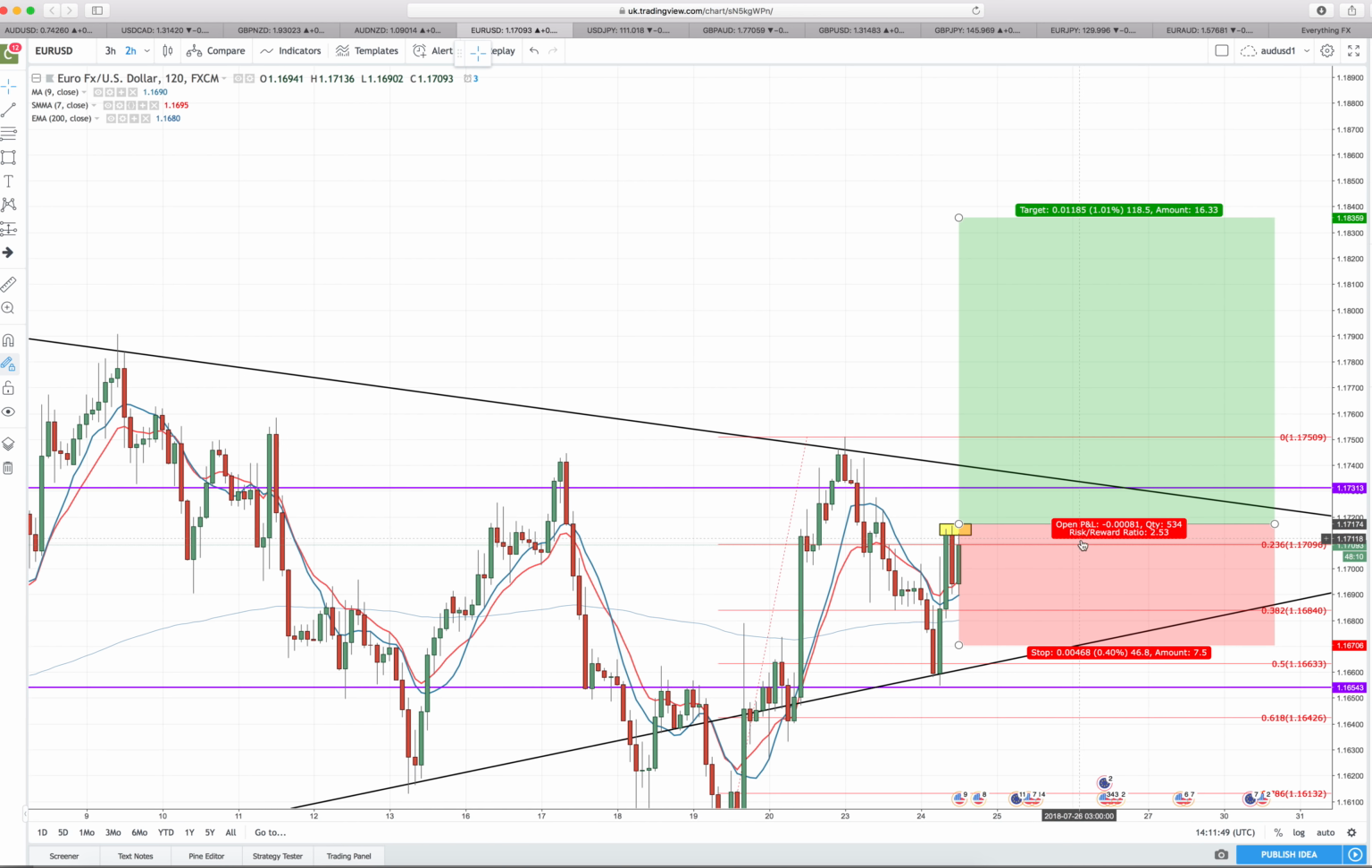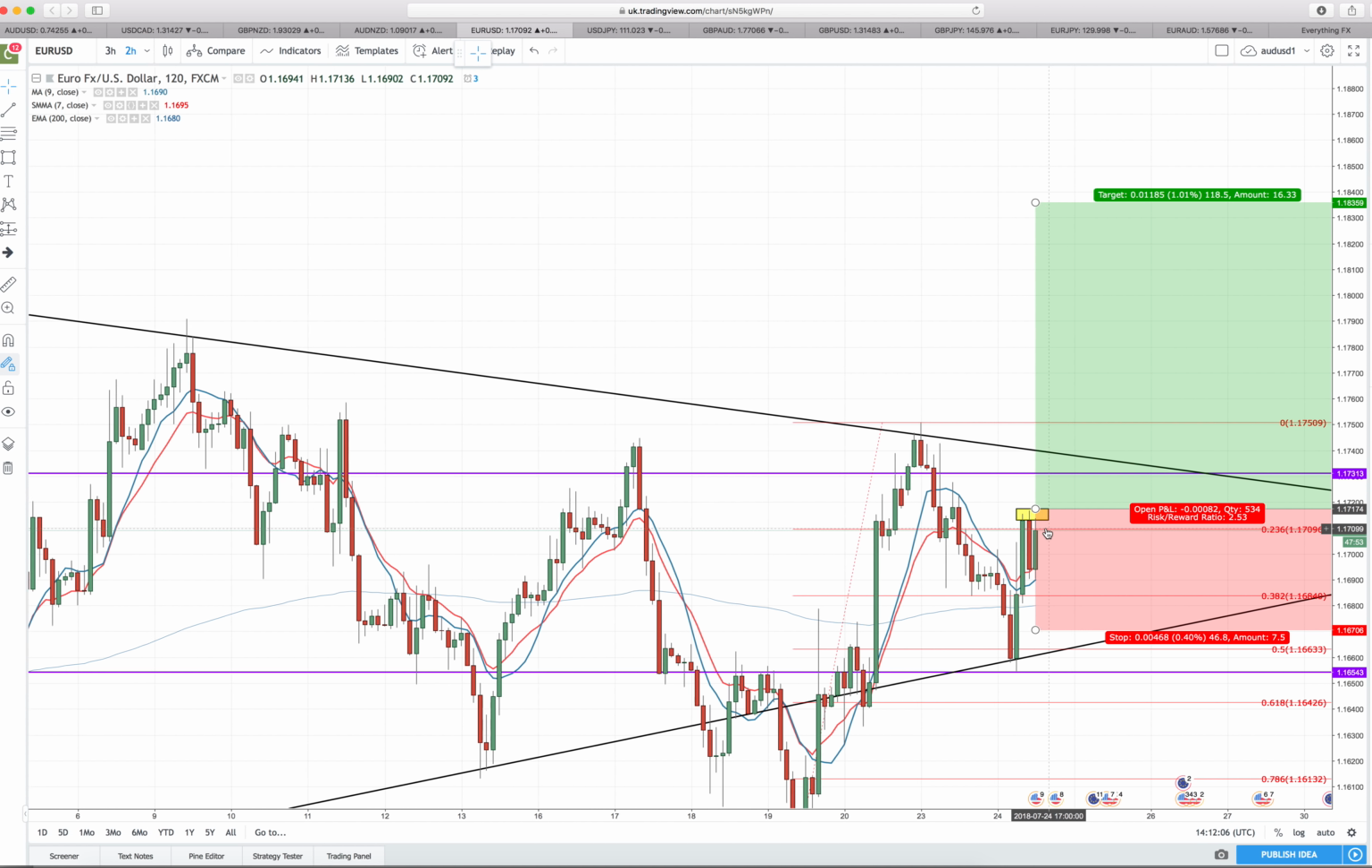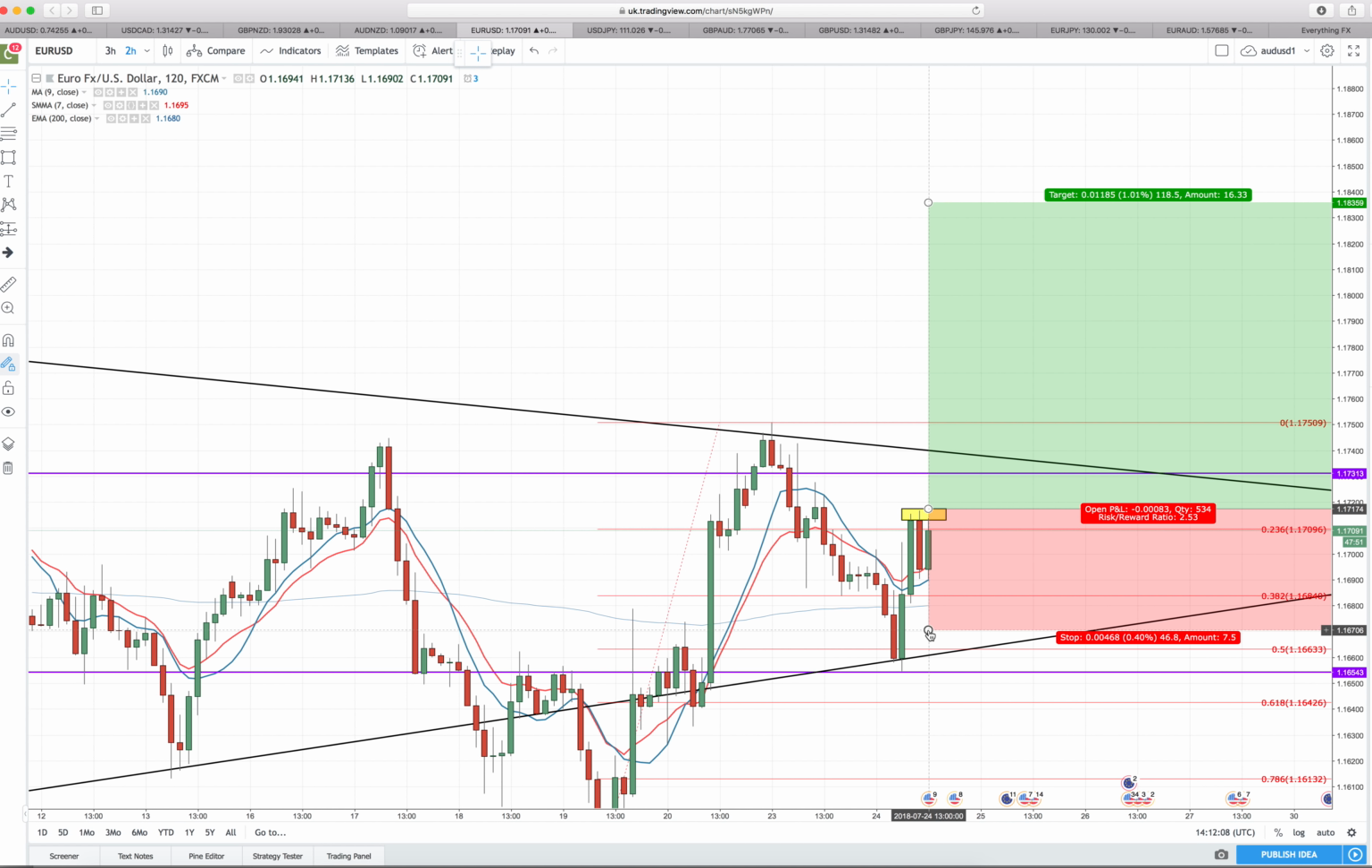The risk to reward ratio is here, as you can see in the red writing, 2.53. That is a very, very good risk to reward. You want anything more than 1.0. Ideally, the higher the risk to reward ratio, the better. So that's your stop loss.